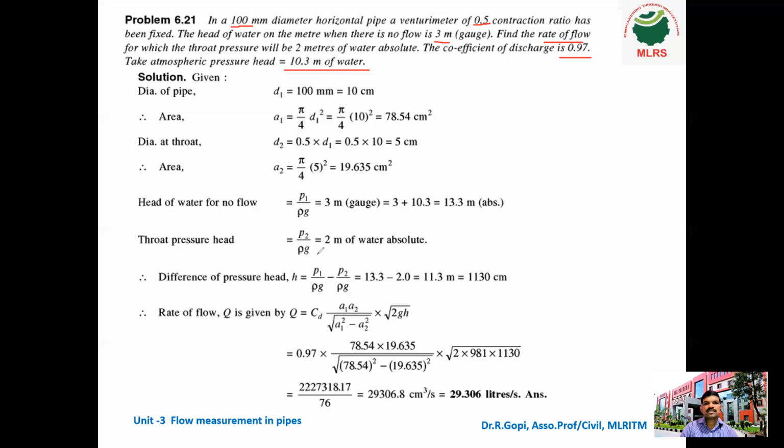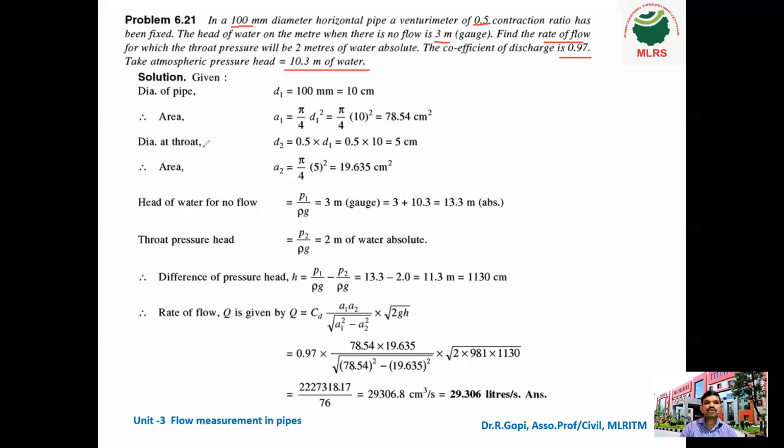Okay, so here the coefficient of discharge is also given. So let us see the problem. How to find the discharge? D1 is given as 10 centimeter. So the corresponding area is pi by 4 into D1 square. So we got 78.54 centimeter square. Substitute D1 as 10 centimeter.